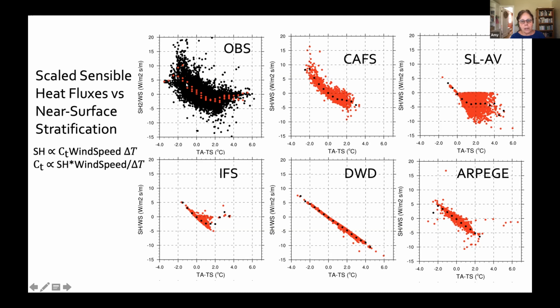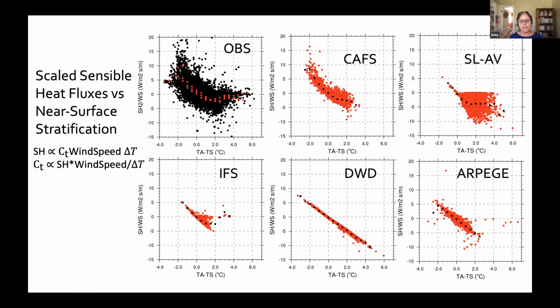And so another thing we learned during SHEBA was that for very stably stratified atmospheres, the sensible heat fluxes begin to decrease, and then for very large stratification, they go to 0. And an intercomparison was done shortly after SHEBA, showing that the regional climate models could not simulate this distribution.